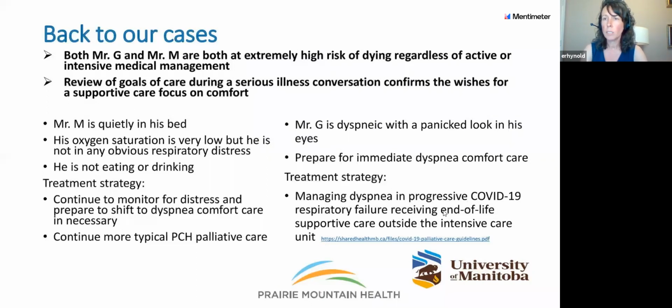This is as opposed to Mr. G, who's dyspneic and has a panicked look in his eyes, and we need to immediately respond to dyspnea management to optimize his care. And his strategy would be summarized as managing dyspnea in progressive COVID-19 respiratory failure, receiving end-of-life supported care outside the intensive care unit. And I'm going to refer to a bunch of different documents to give you more information and run through some of what that may look like.